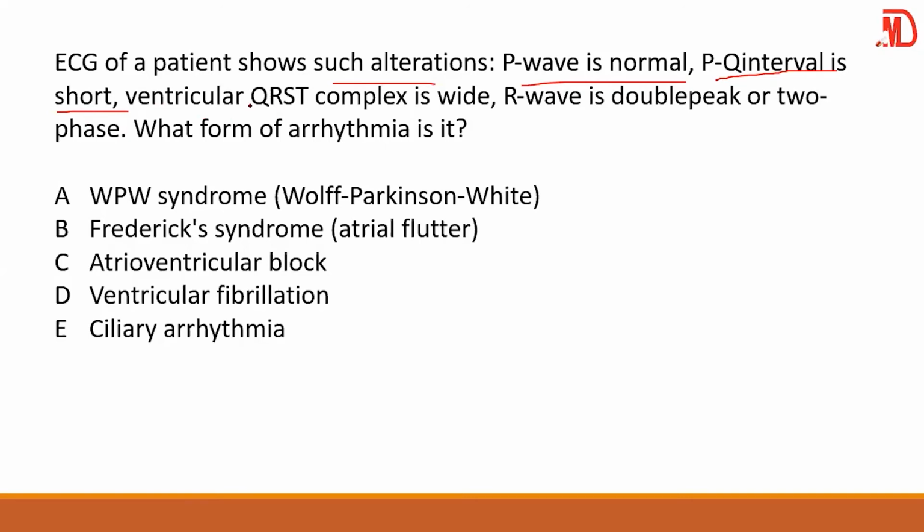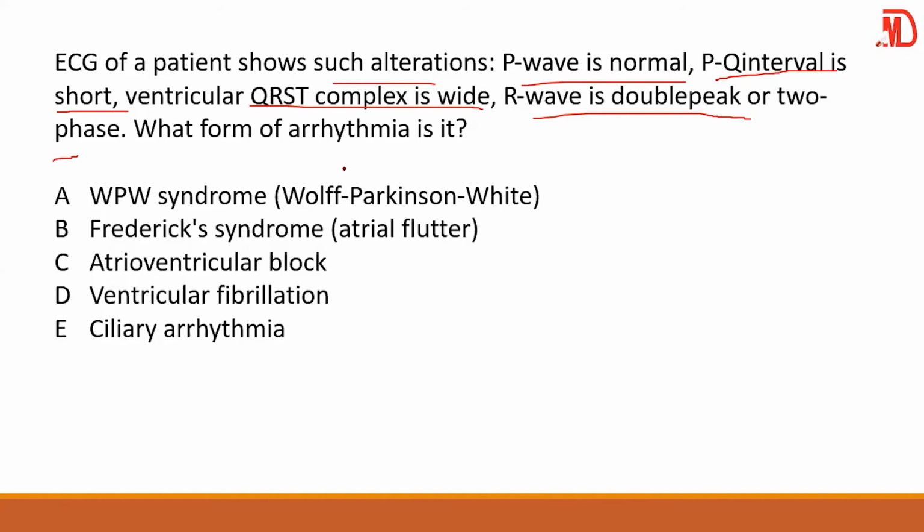Now, the ventricular QRS complex is wide, and the R wave is double peaked or two-phased. What form of arrhythmia has developed? And over here, we are having an extra electrical pathway in the heart.